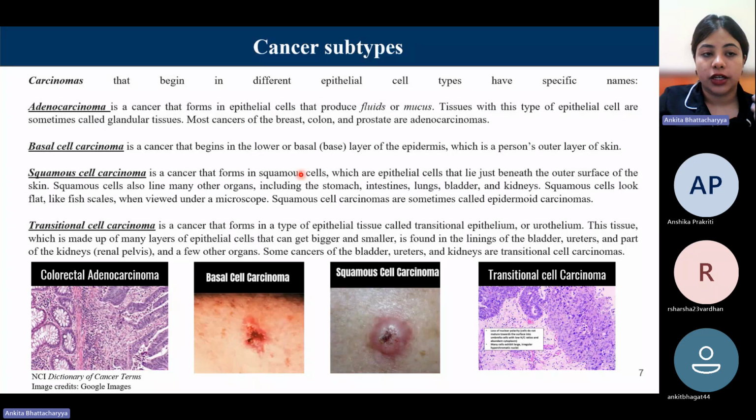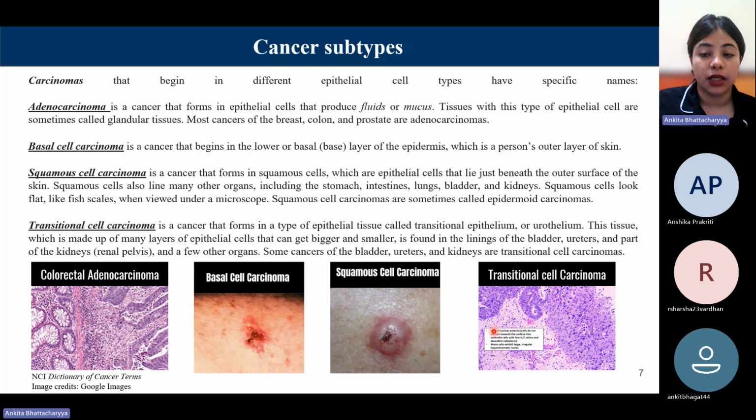Following that, we understood the subclassifications, starting off with adenocarcinoma, which arises from tissues which are glandular in nature, basal cell carcinoma, which occurs within cells of the basal layer of the tissue, squamous cell carcinoma, transitional cell carcinoma, all of them with different types of examples.